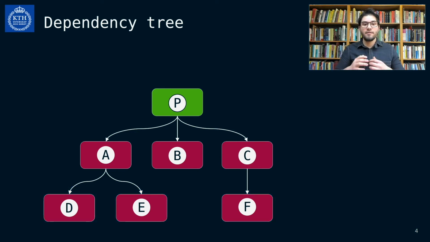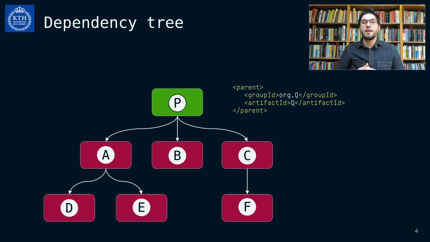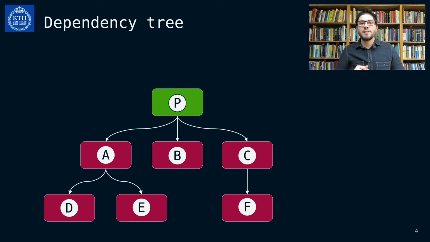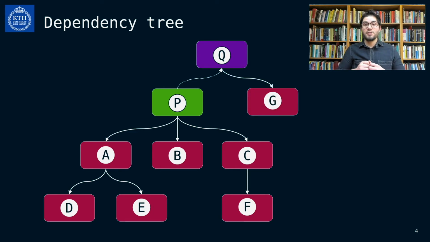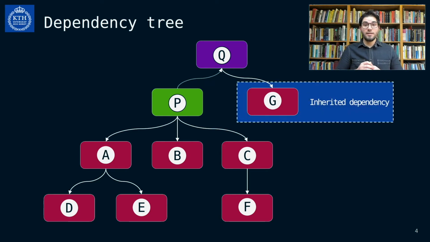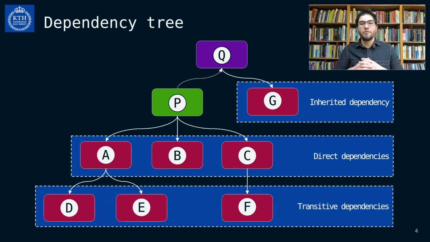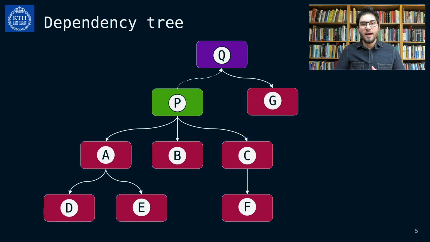On the other hand, this project P declares the module Q in its parent, and Q declares a direct dependency G. So, in this context, G becomes an inherited dependency of project P. In summary, we can distinguish three different types of dependencies in the project P: direct dependencies, transitive dependencies, and inherited dependencies. This is the dependency tree of project P as interpreted by Maven.